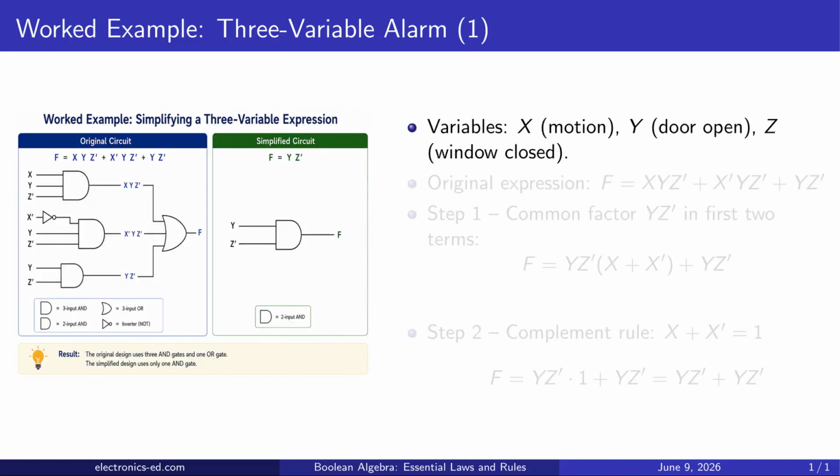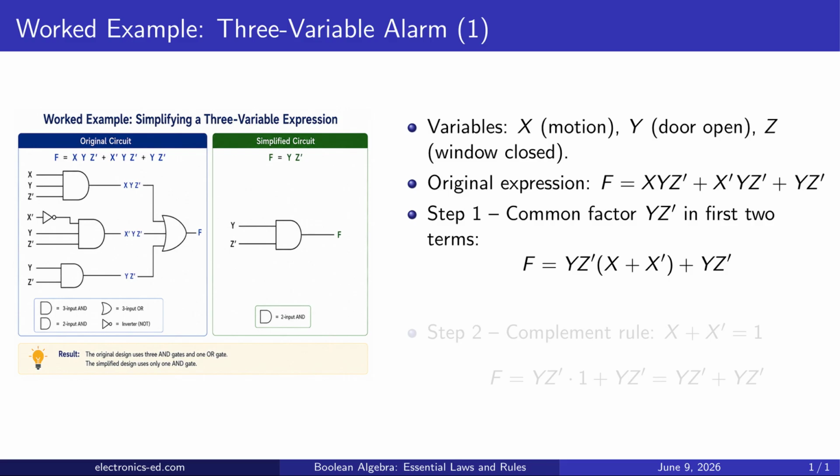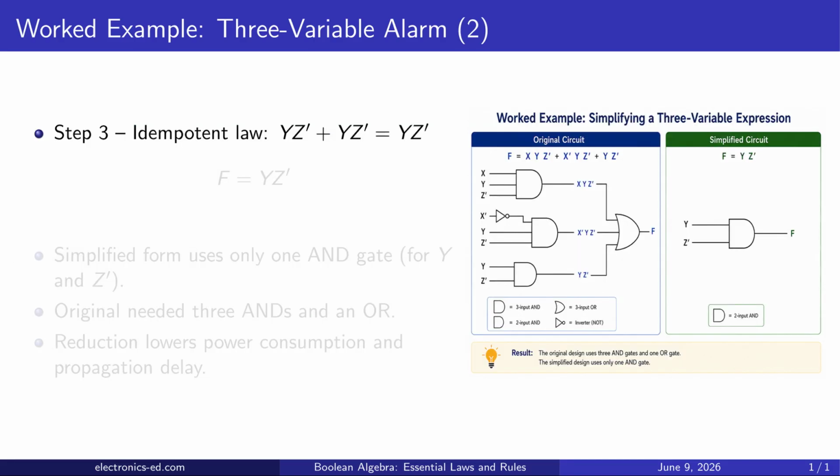Our variables are X for motion, Y for door open, and Z for window closed. The original alarm expression is XYZ complement plus X complement YZ complement plus YZ complement. Step 1. Factor out YZ complement from the first two terms, giving YZ complement times (X plus X complement) plus YZ complement. Step 2. By the complement rule, X plus X complement equals 1, so we get YZ complement times 1 plus YZ complement. Step 3. Using the idempotent law, YZ complement plus YZ complement simplifies to just YZ complement.